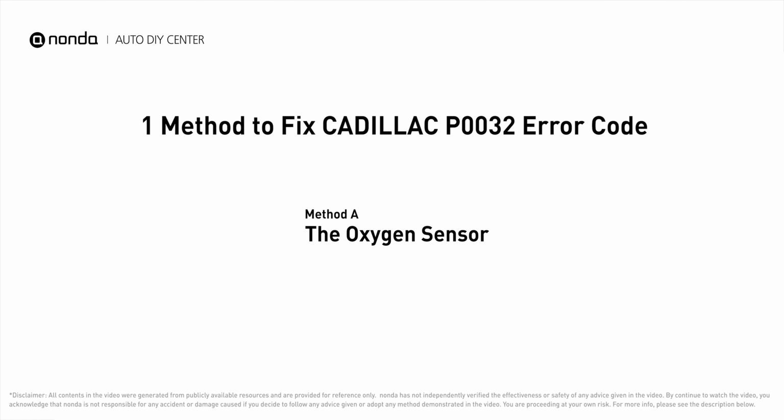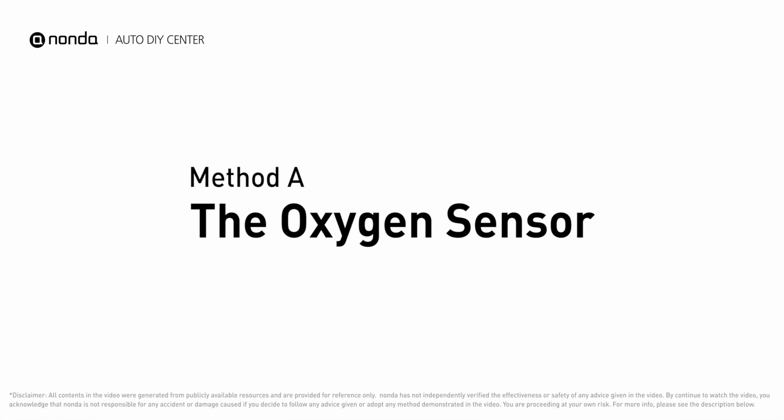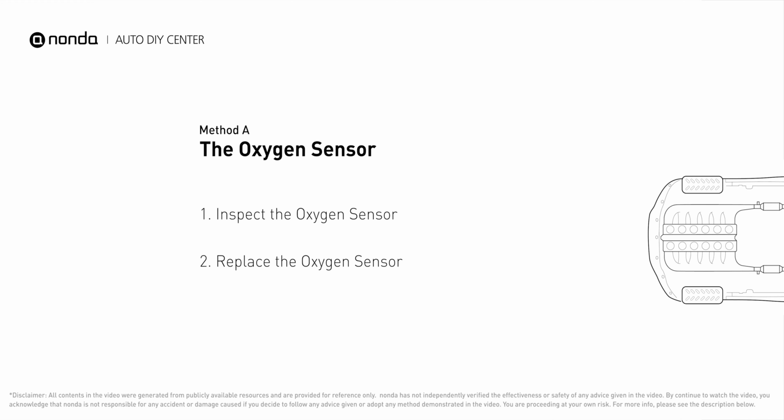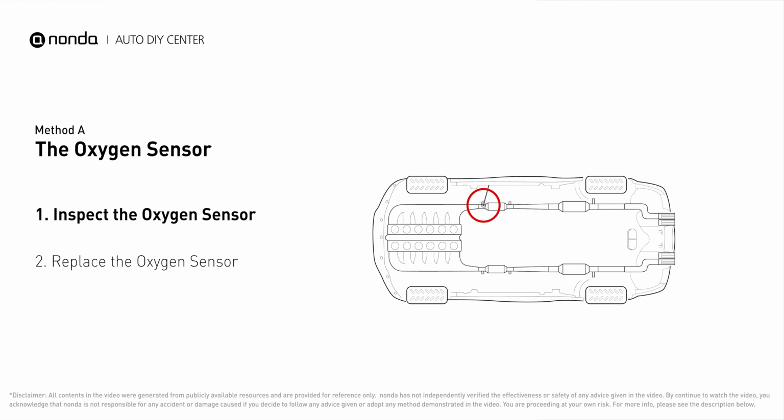Here is one of the most practical solutions to fix Cadillac's P0032 error code. Method A, the oxygen sensor. This oxygen sensor is located right before the catalytic converter. Bank 1 is on the side with the cylinder number 1. Sensor number 1 is usually the one in the exhaust manifold.